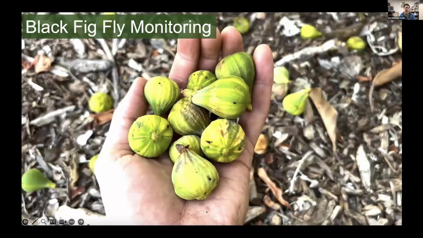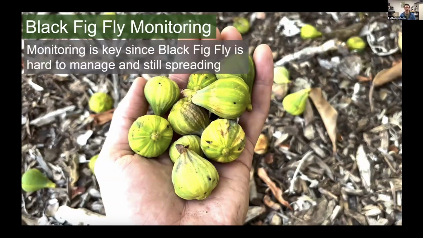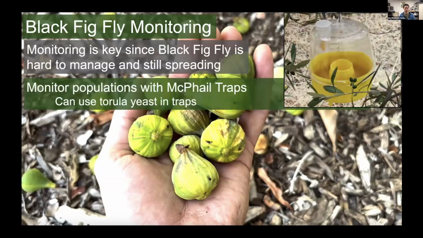When it comes to monitoring for black fig fly, again, you're looking for all those figs falling on the ground like the ones you see in my hand right here. Monitoring, though, is really, really important since black fig fly is hard to manage and it is still spreading, so keeping an eye out for it is really, really important. Monitor populations with McPhail traps, like the one that's pictured up here.